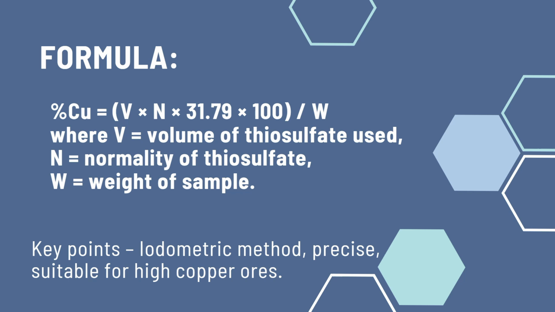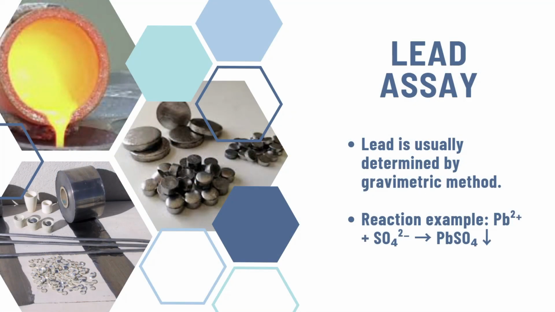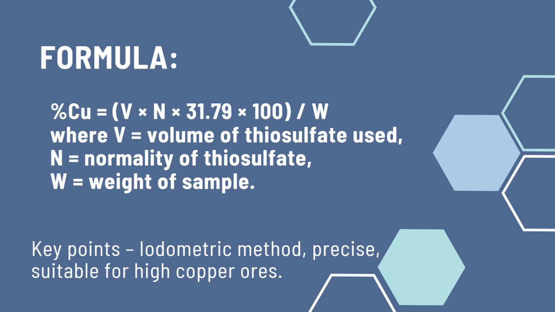Key points: iodometric methods are precise and suitable for high copper grades. In summary, copper assay through iodometric titration is a reliable classical method. It involves dissolving the sample, reacting copper with potassium iodide, titrating the released iodine with thiosulfate, and calculating the copper percentage. This method is still widely respected for its accuracy.